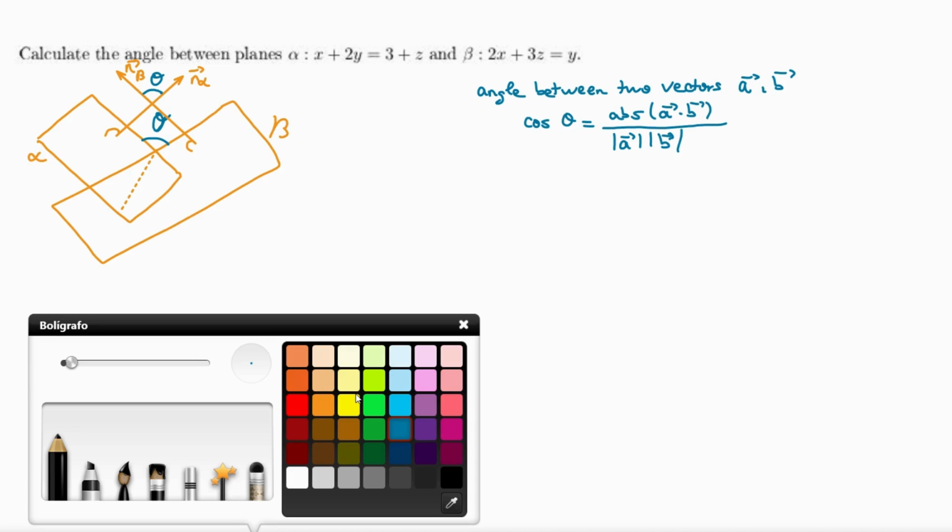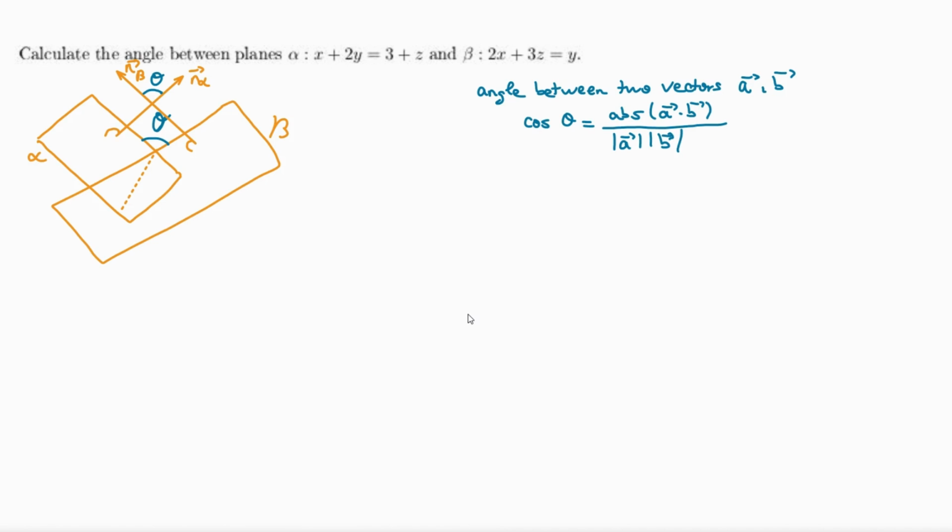So given alpha: x plus 2y equals 3 minus z, let's move all the coefficients to the left. So x plus 2y plus z minus 3 equals 0. And for beta, initially it's 2x plus 3z equals y, which becomes 2x minus y plus 3z equals 0.